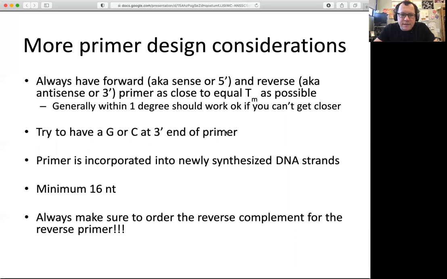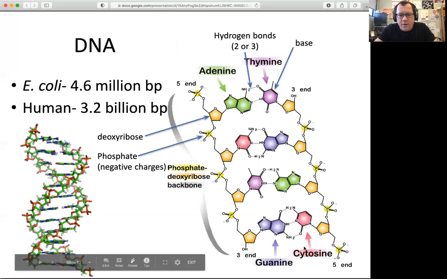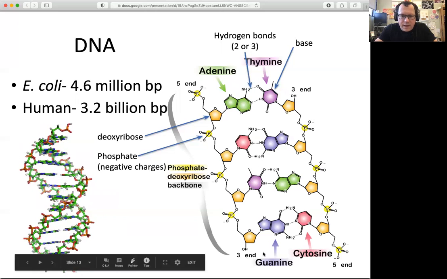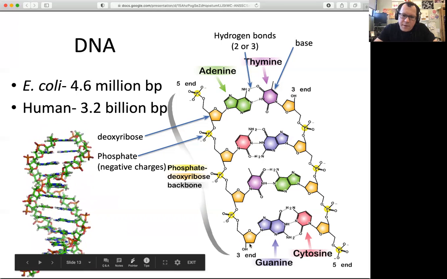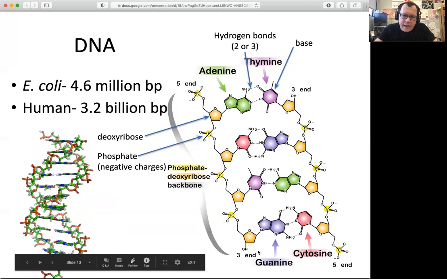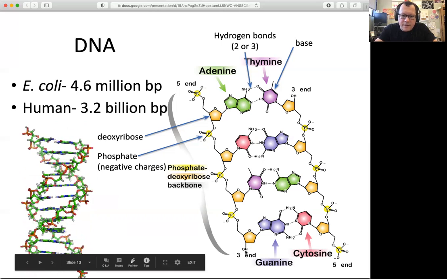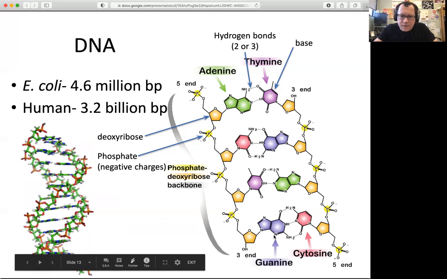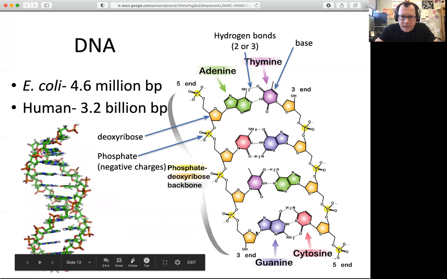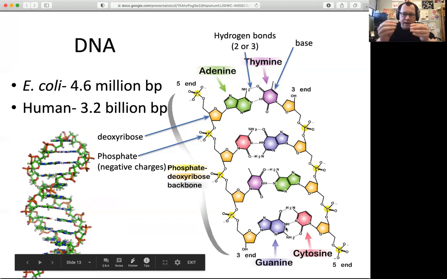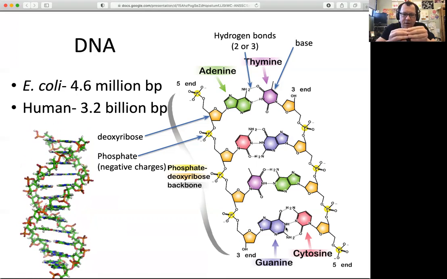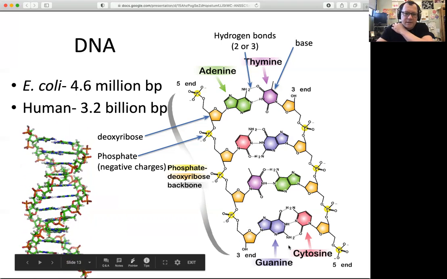The other thing is that we try to have a G or a C at the 3' end of the primer. Here's our 3' end down here. We want a G or a C at this 3' end because the Taq has to hop on there and start incorporating bases. The stronger this base pair is right here, the more stable that connection is going to be, and the easier it is for the Taq to start amplifying.